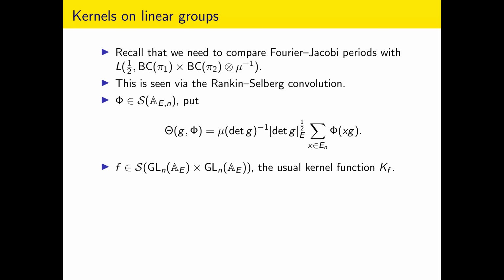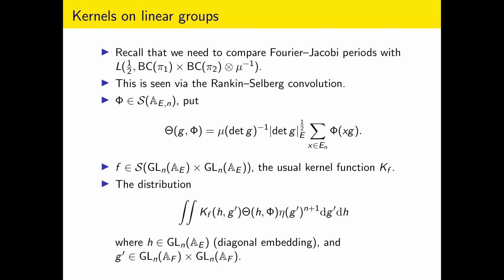So we have this theta function, we have the test function on GLN cross GLN, and again we have this distribution. This distribution is the kernel function on GLN cross GLN. Now on the first variable, we multiply it by the theta function and then integrate on GLN. So the first integral over H will give you the Rankin-Selberg convolution, and you will see the L functions from the first integral.